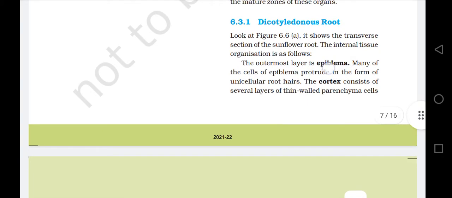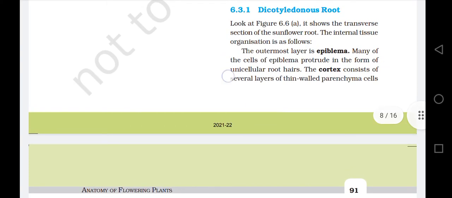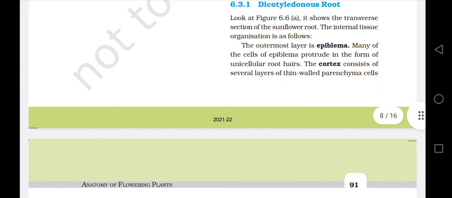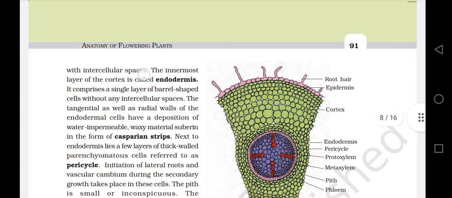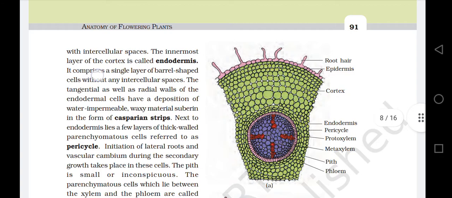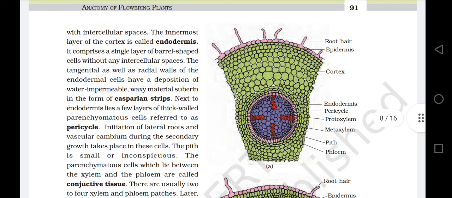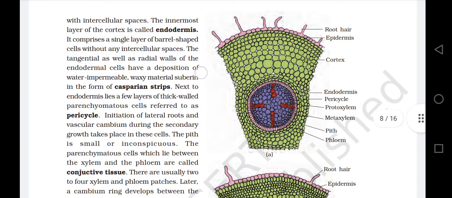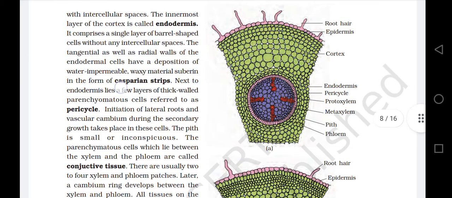The outermost layer is epiblema. Many of the cells of epiblema protrude in the form of unicellular root hairs. The cortex consists of several layers of thin-walled parenchyma cells with intercellular spaces. The innermost layer of the cortex is called endodermis. It comprises a single layer of barrel-shaped cells without any intercellular spaces. The longitudinal as well as the radial walls of the endodermal cells have a deposition of water-impermeable waxy material suberin in the form of Casparian strips.